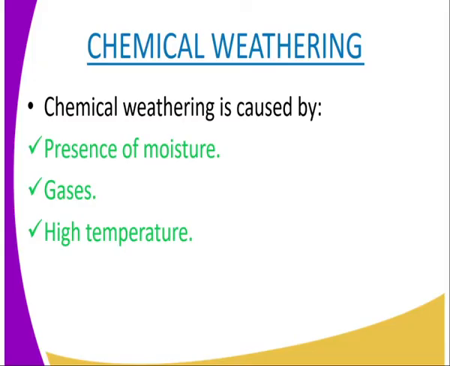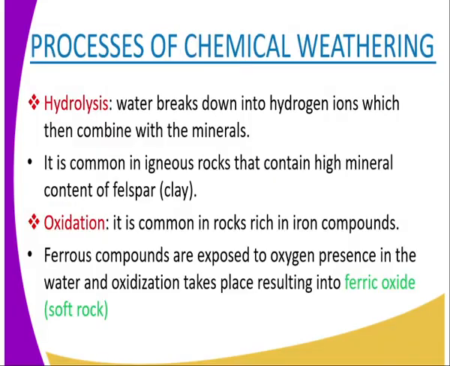So that is the reason why we can say that chemical weathering is caused by three things. One, the presence of moisture. There must be water, water molecules. The next one, there must be gases, because the gases are required to mix with the water in order to form acidic substances. Then the high temperatures will trigger the rate of the reactions. Let us look at their processes.